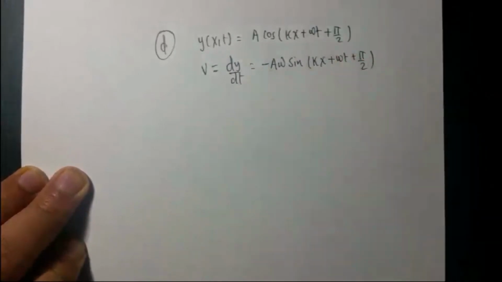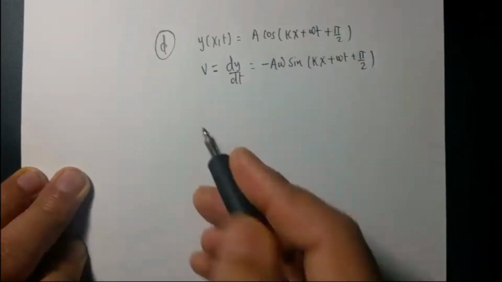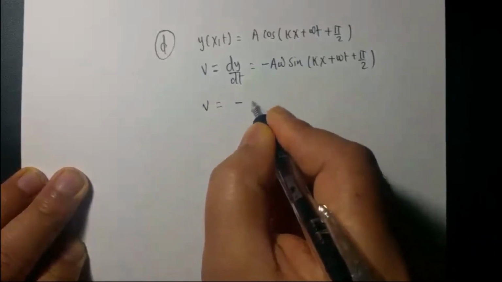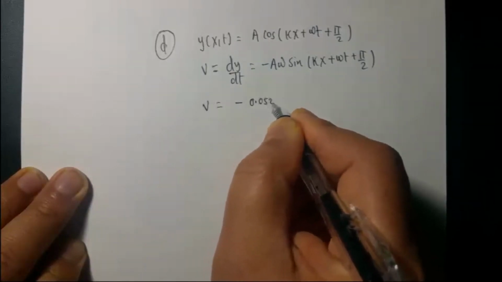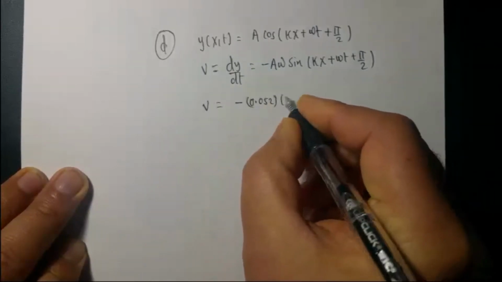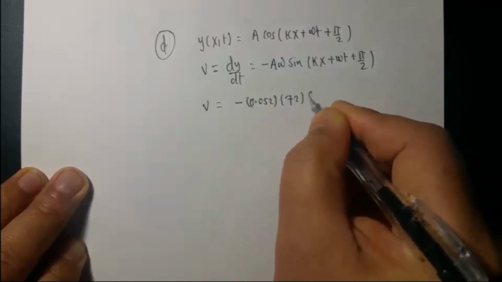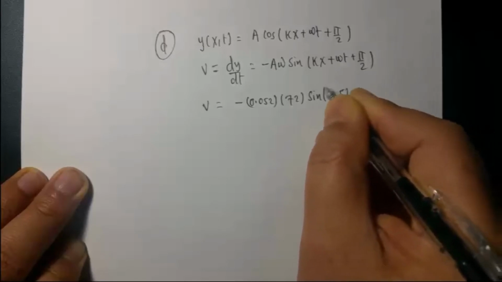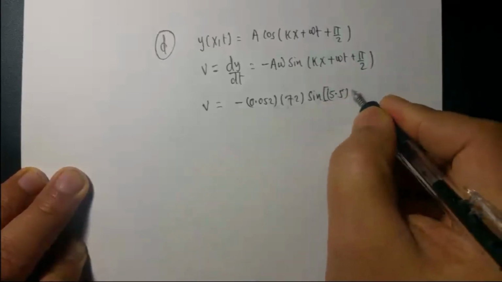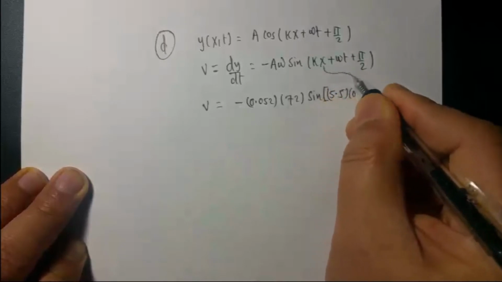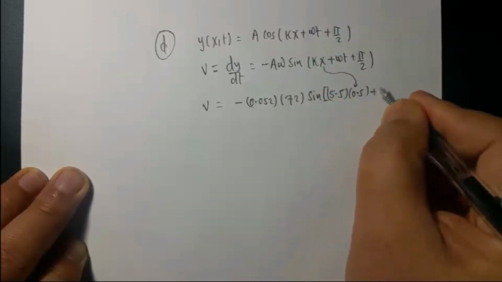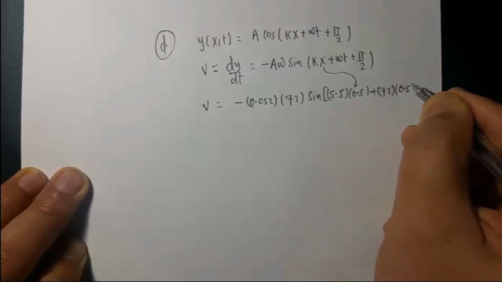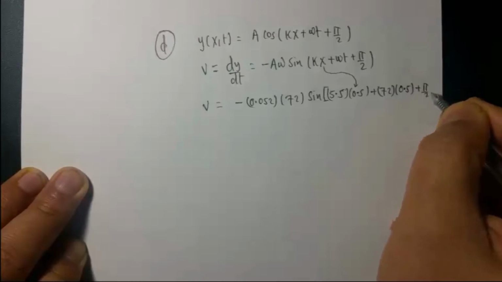Then just put in all the numbers from the given question, right? A is 5.2 centimeters, but I want to calculate everything in standard units, meters. Omega is 72, and sine of k, which is 5.5, times x. We are finding the transverse speed at half a meter, x is given, plus omega, which is 72, times t, and you are finding the speed at half a second, so t is also half a second, plus pi over 2.